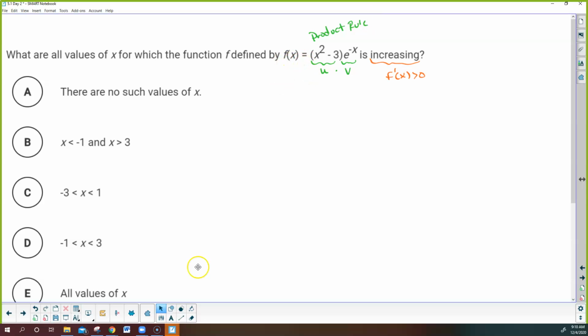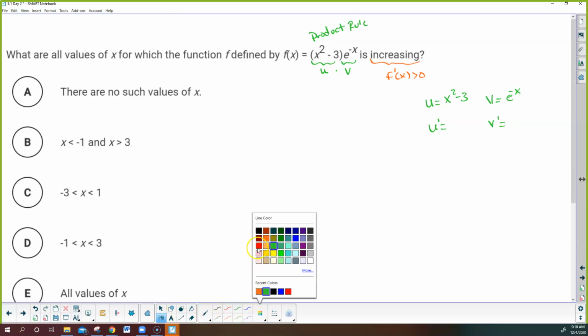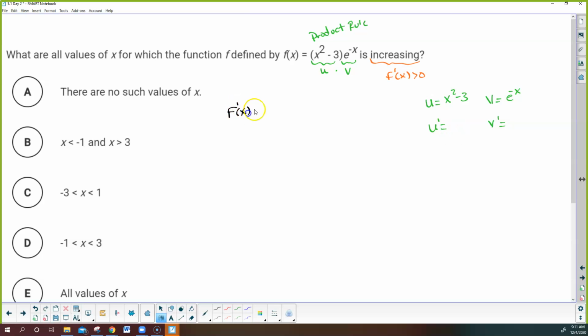So if I'm going to take the derivative of f of x, I have to use the product rule. I'm going to let you guys do this for a second once I get things set up. Go ahead and write out the product rule for these two pieces. So I'll give you a chance to get caught up in writing, and then I want you to find the derivative using the product rule.